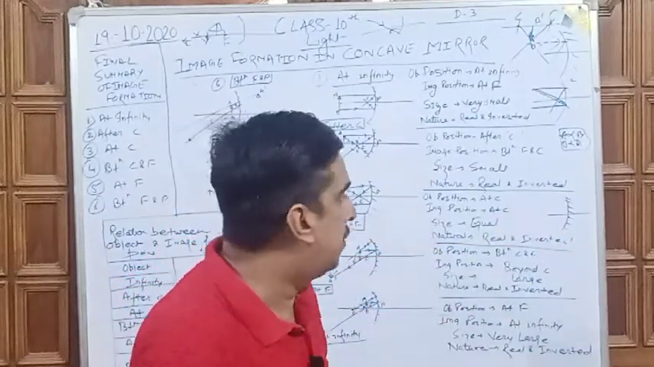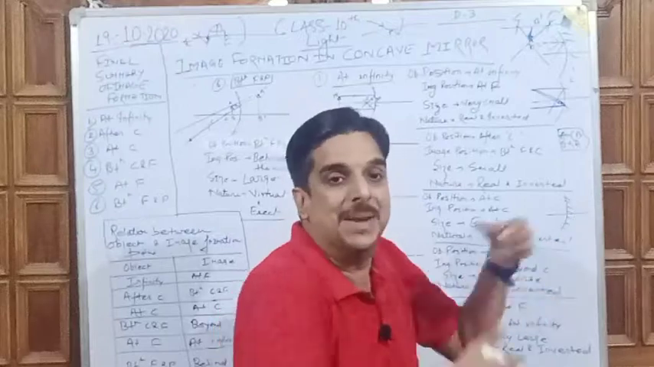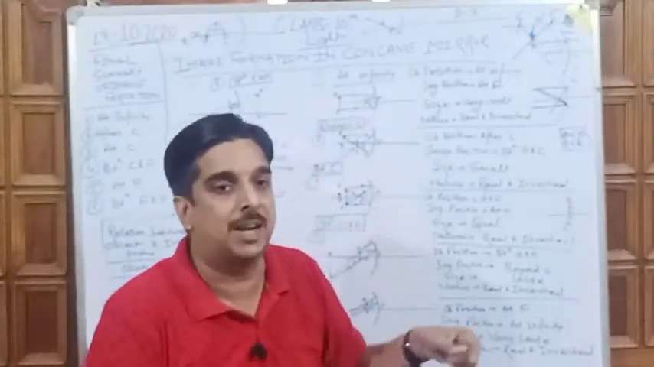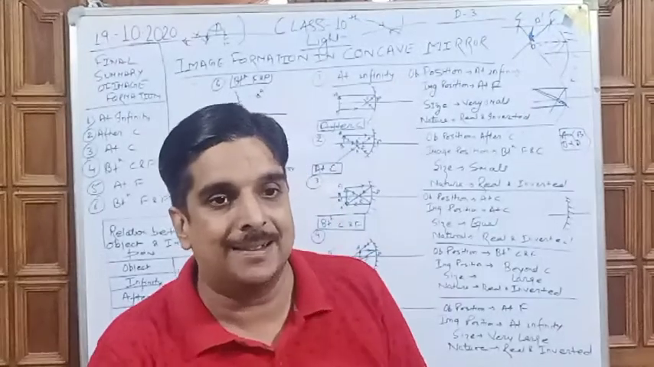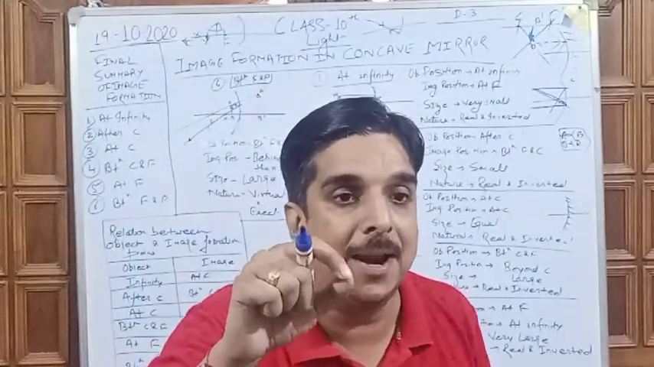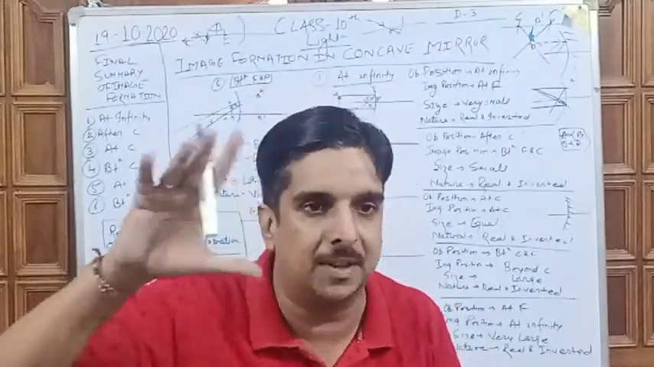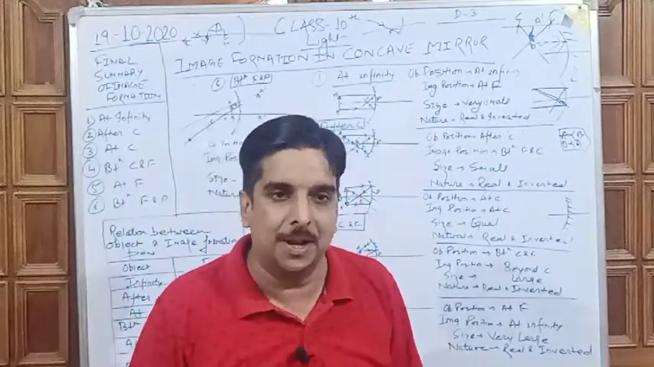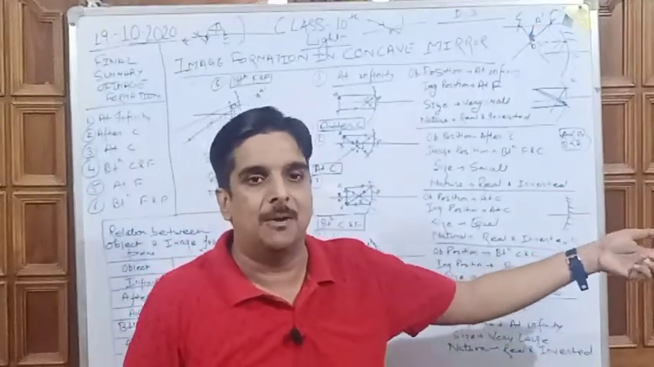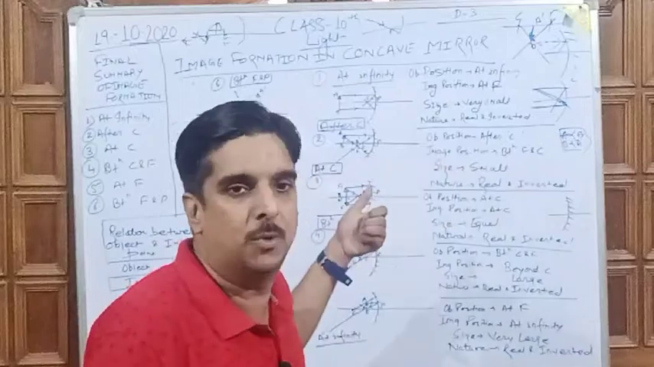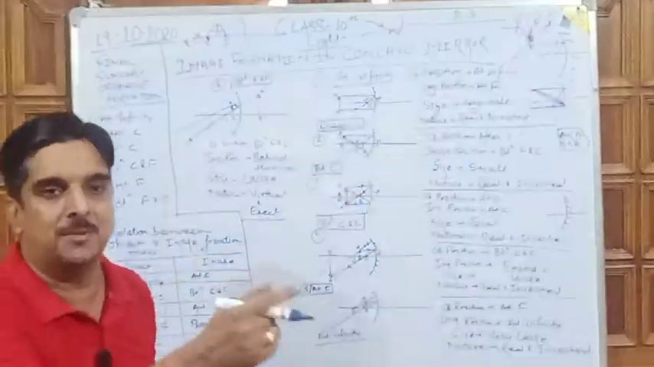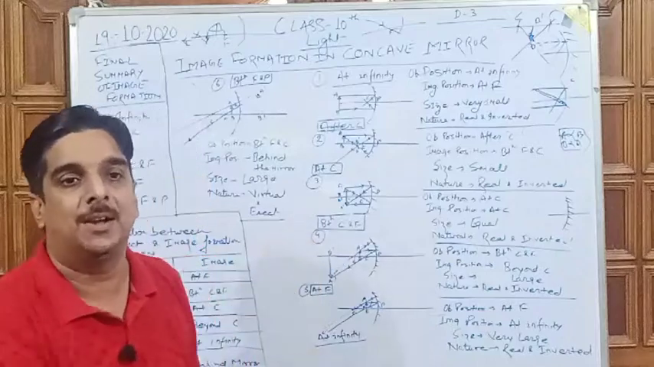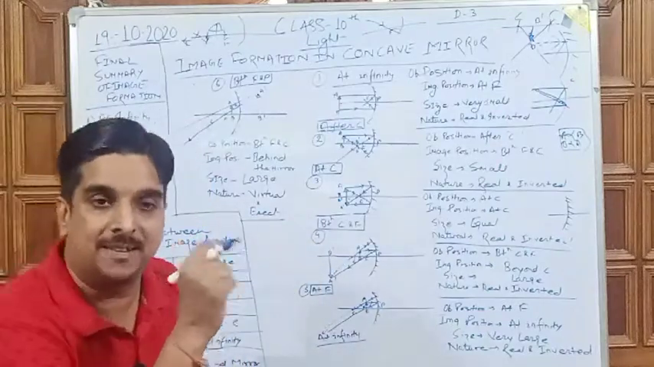And if the image formation takes place behind the surface of the coated mirror, above the principal axis line, that will be known as imaginary and erect. Erect means सीधा, imaginary and erect. Why I told you this: because now I am going to the last case, between F and P, between F and the principal axis point.